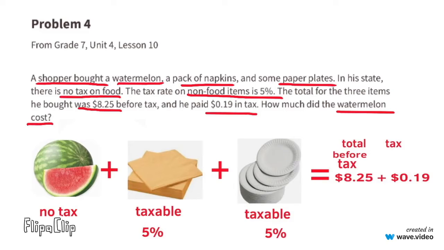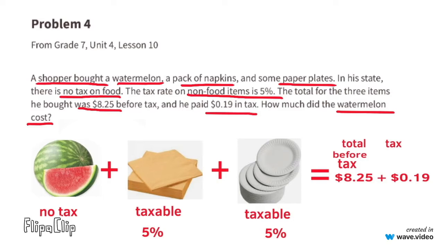There was no tax on the watermelon, plus there was 5% tax for the napkins, and another 5% tax on the paper plates. Before tax, that totals $8.25, plus an additional 19 cents in tax.